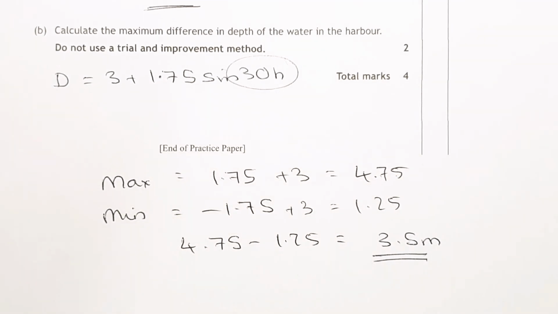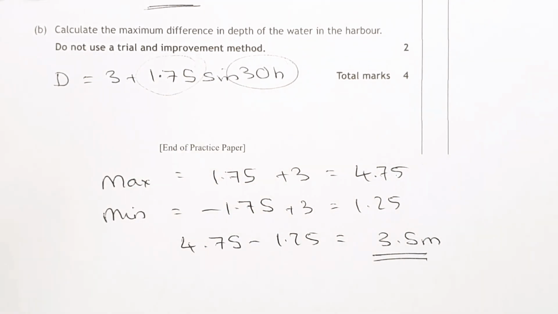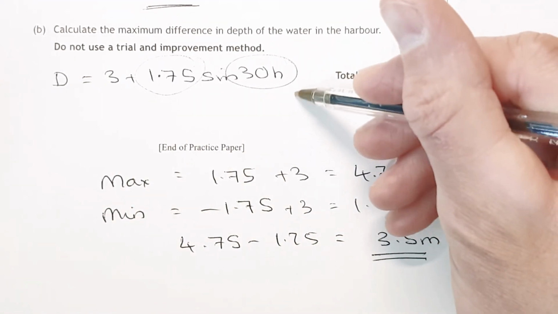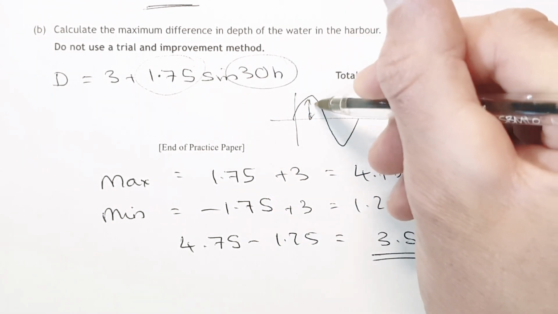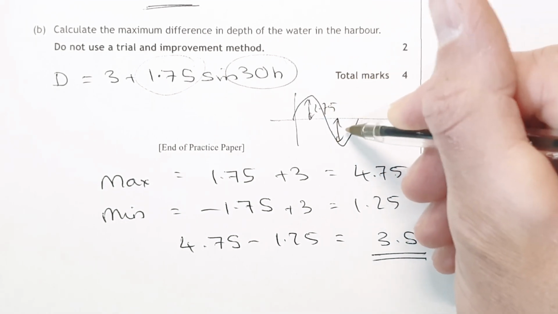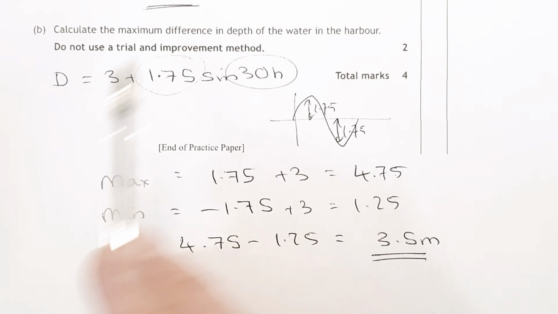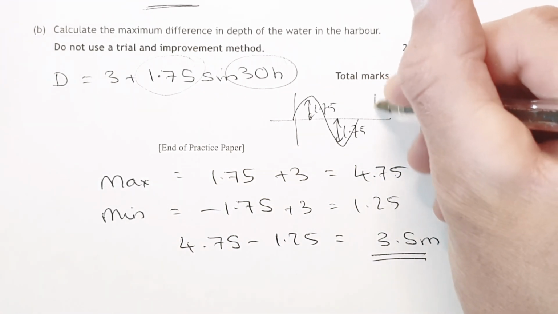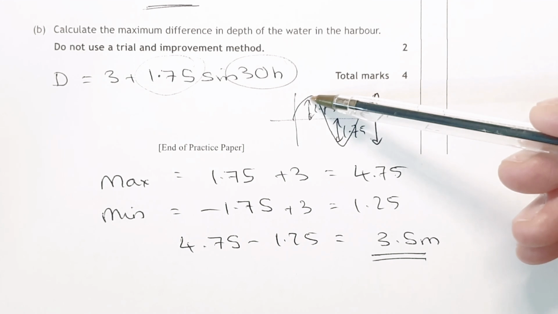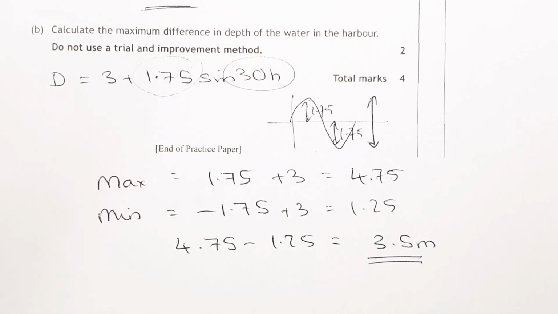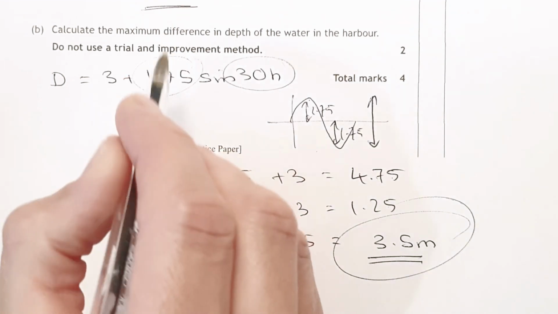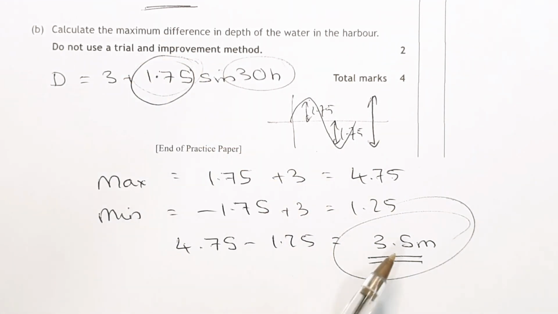Now the other way of doing it is you can think about this number here just tells you how much up and how much down it goes essentially. So if this 3 wasn't here, you'd have a sine graph. The 1.75 would tell you it's 1.75 above, 1.75 below. The 3 just shifts the whole lot up, but that doesn't change the difference between that and that. So that number from here all the way to here is 1.75 plus 1.75, or just 1.75 times 2, which would be 3.5 metres. So you didn't actually have to do all this bit here. We could have just taken that number there and doubled it to get 3.5 metres.